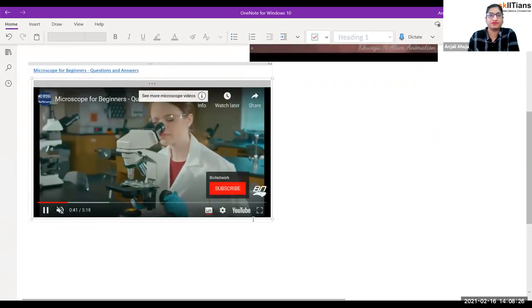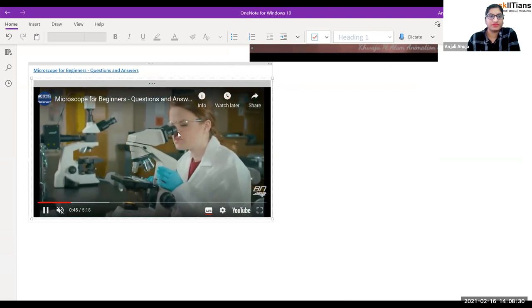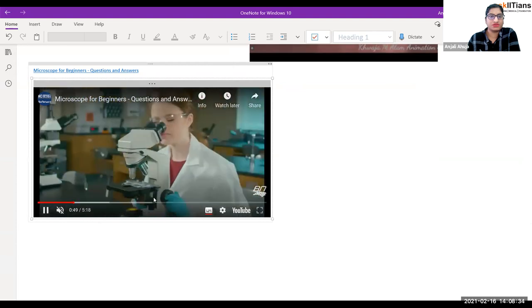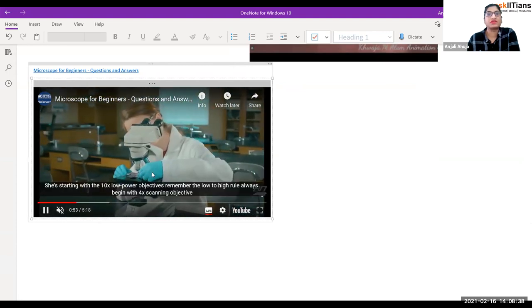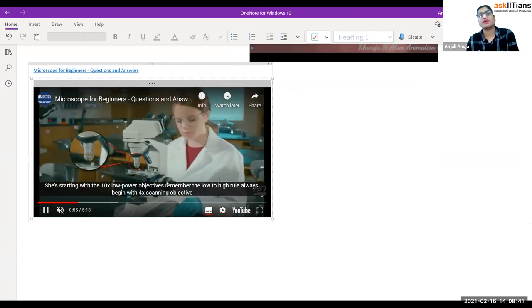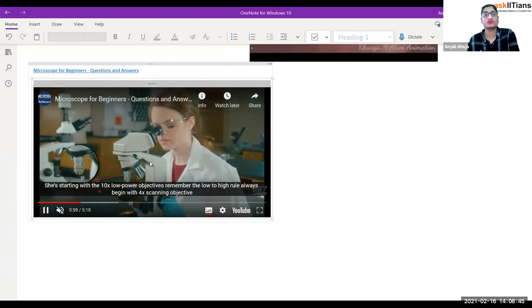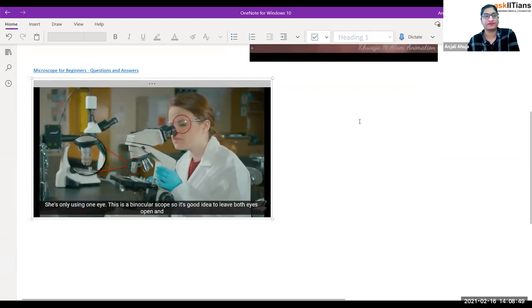It will be better, you know, to see how this girl is using the microscope. She's fixing the distance, see the coarse and fine adjustment. She's moving the stage up and down, up and down. Because by moving the stage and by moving the fine and coarse, the focal length also changes. These are the magnifying lenses that she is focusing on.